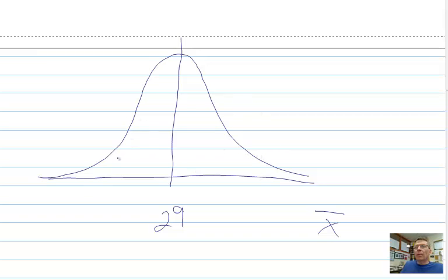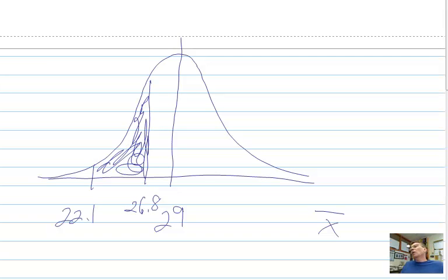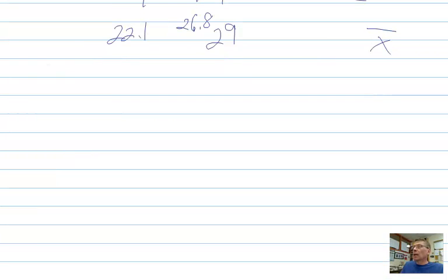So we want to know what's probability that X bar is between 22.1 and 26.8. So we want to know how much area is here. Now, if you look at that, the first thing you know is that the amount of area between 22.1 and 26.8 has to be less than 0.5, because the amount of area to the right of 29 is 0.5, and the shaded region that we've provided in this picture is less than the total area to the left of 29.